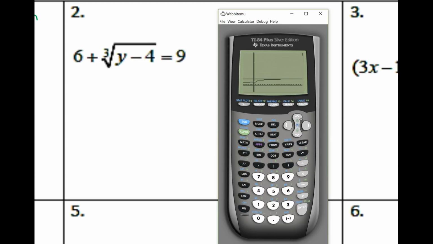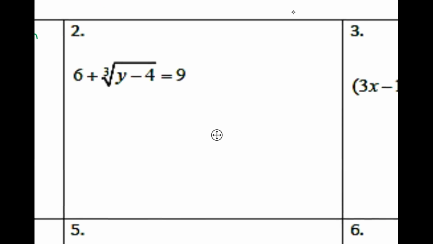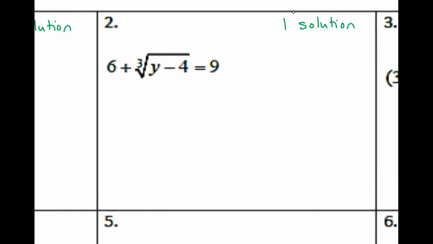So, how many times does that line touch the other line? Once. All right, so now we can solve, and I know I should end up with one clear solution.